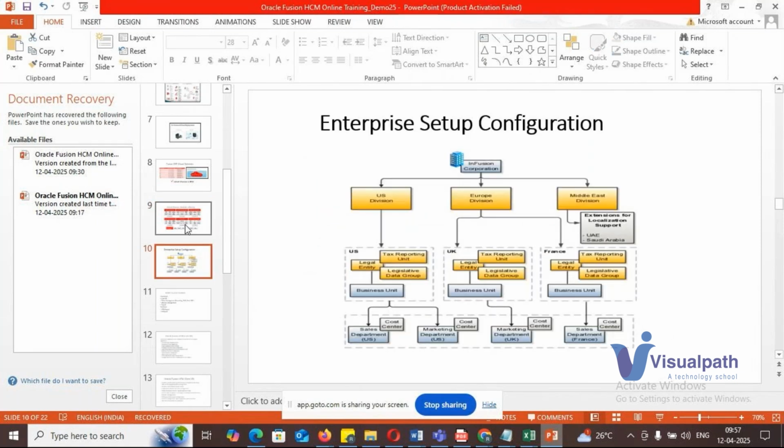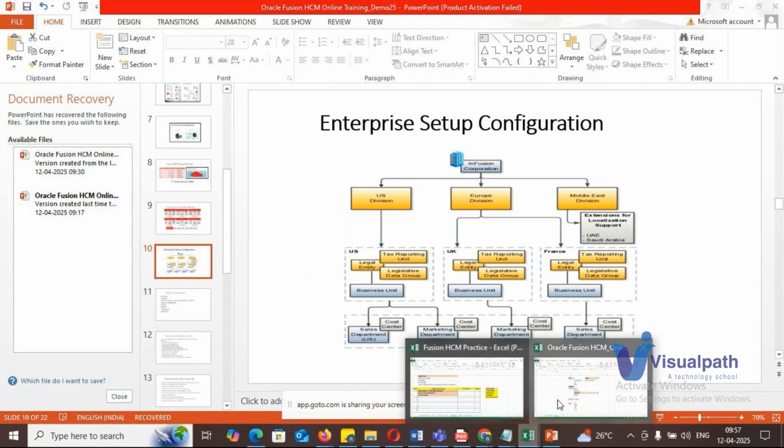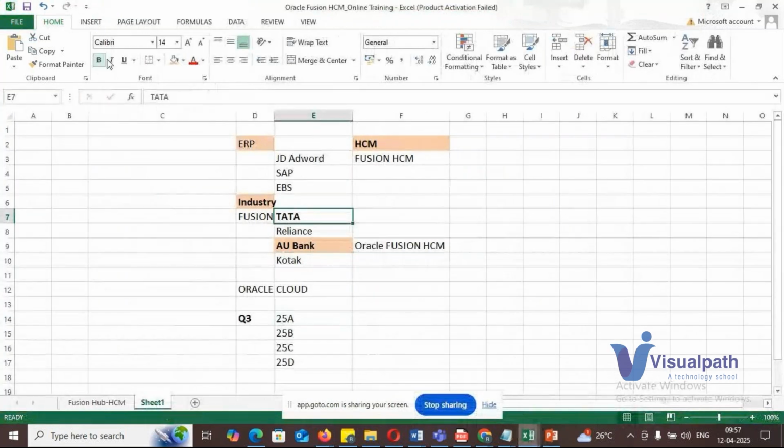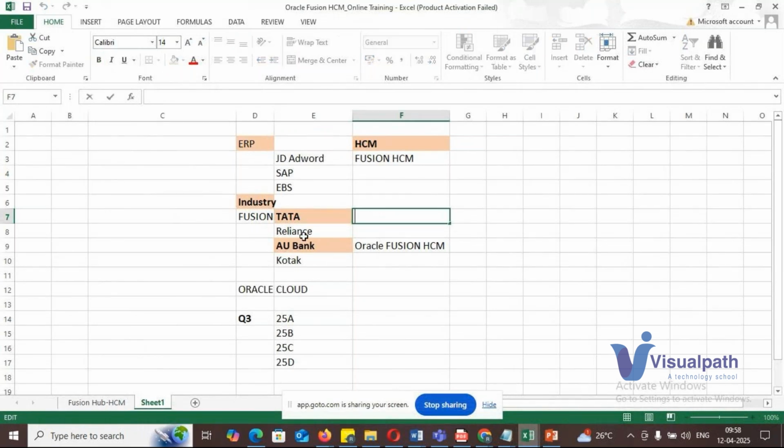Now, after selecting the offering, once you have logged in to the application and selected Oracle Fusion HCM, then you have to go for the setup configuration, enterprise setup configurations. All right. What is the enterprise? Enterprise means an organization, right? Like Tata is an organization. We can represent all these as an enterprise, as an organization.